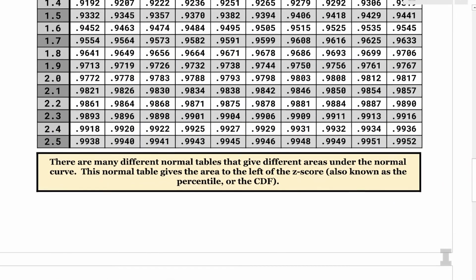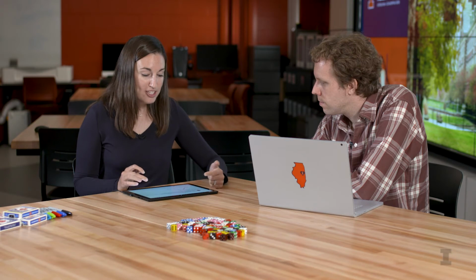But it's important to point out too, there are a bunch of different normal tables that exist in the world. Some give percentiles, some give the area to the right of a z-score. I've seen and used normal tables that give you the area between the positive and negative version of the z-score. So it's important to know that this one gives you the percentile. Before we do an example with data from the context of a problem, let's just look at how to find areas under the standard normal curve to make sure that we're really good with that.